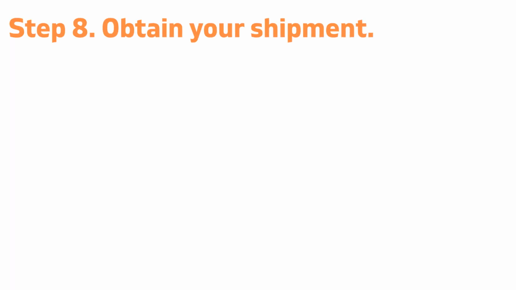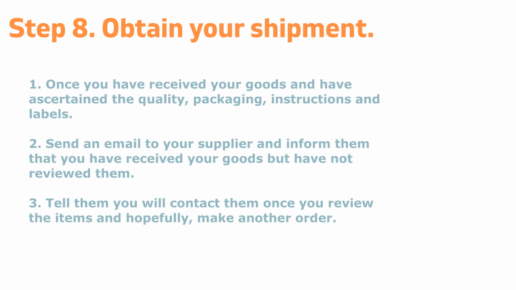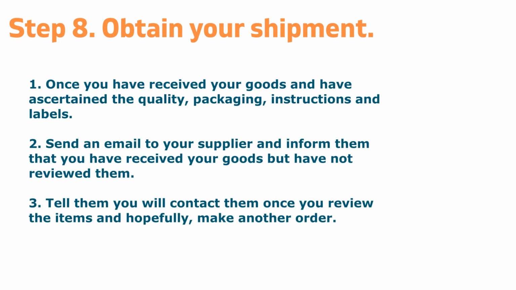Okay, now the last step is to obtain your shipment. When the goods arrive, make arrangements for your customs broker to clear them through customs. If everything goes well, then you can pick up your shipment. Here, if you choose our door-to-door service, you can just wait for your shipment to arrive at your designated address, which makes the entire process simpler and more convenient for you.